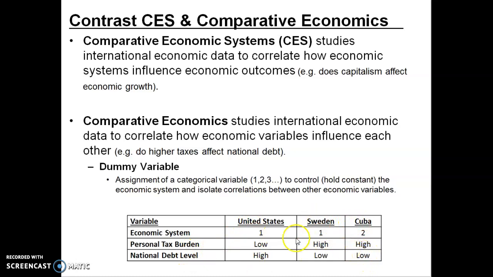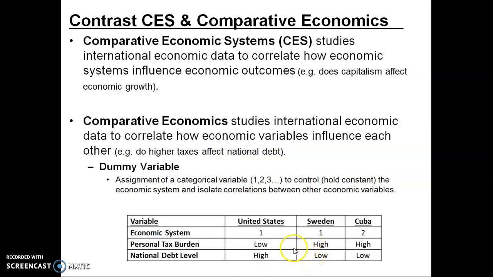Okay? If I want to know how taxes affect national debt, then I want to control for the economic system. So assign the economic system 1 to US and Sweden, capitalism, and 2 to Cuba, planned socialism. And then I look at the relationship. Personal tax burden is low in the US and the national debt is high. Whereas in Sweden, personal tax burden is high and the national debt is low.